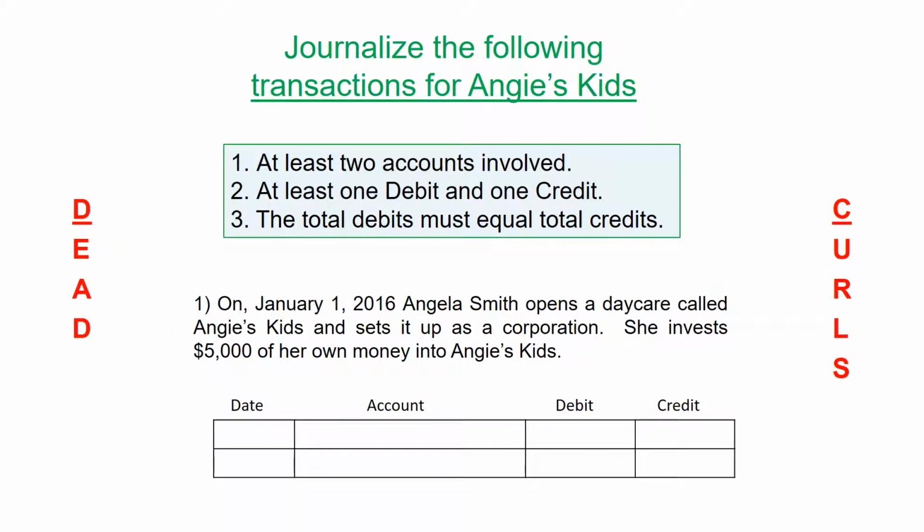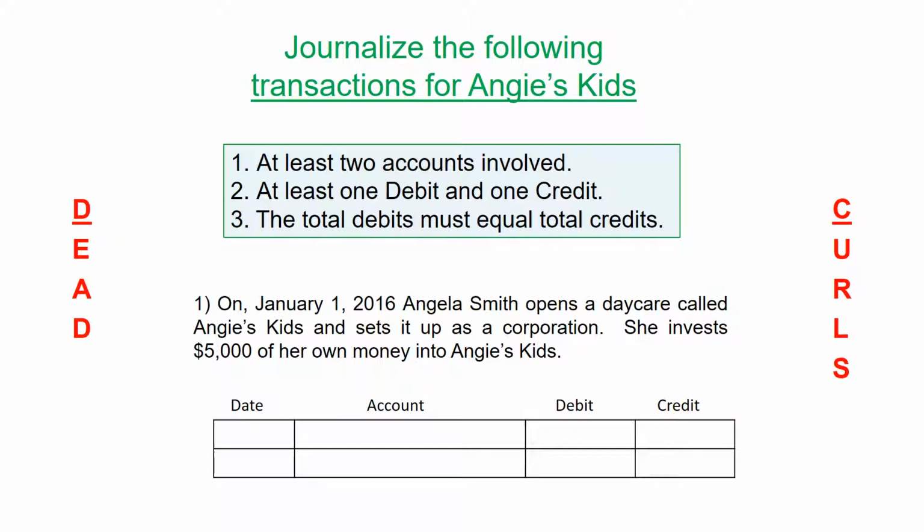We're going to journalize the following transactions for Angie's Kids. For every journal entry, there's 3 things to keep in mind. 1, there will be at least 2 accounts involved. 2, there's at least 1 debit and 1 credit. And 3, the total debits must equal the total credits.